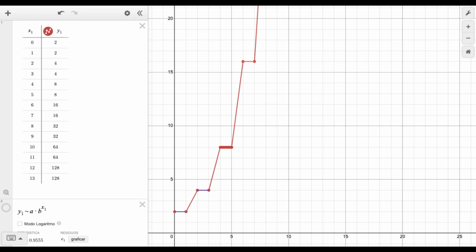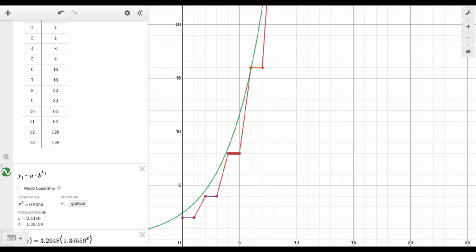However, to make this knowledge applicable to my project, I decided to model a tendency line that gathers all of the data I have regarding the number of chromosomes per generation in cellular division. The tendency line corresponds to an exponential function, where y is equal to 2.4466 times 1.36559 to the power of x. Using this exponential function, I am now able to find a derivative of the function, which allows me to know the instantaneous rate of growth of the number of chromosomes at any given time.